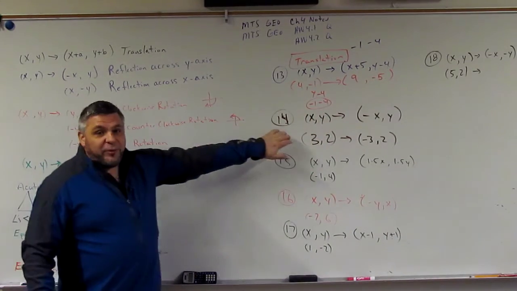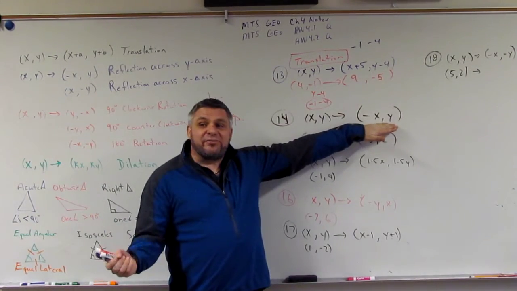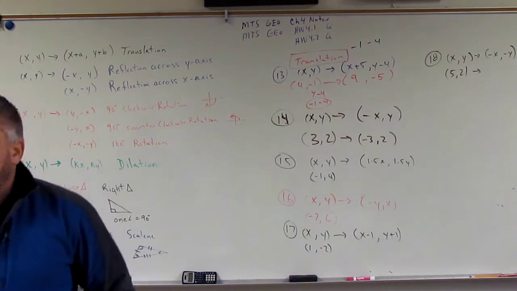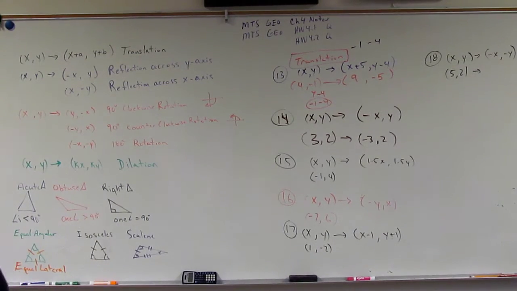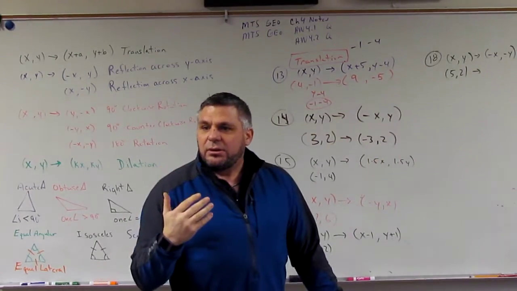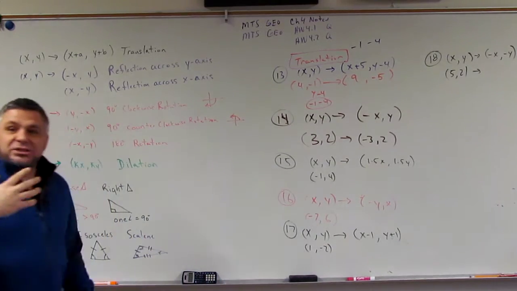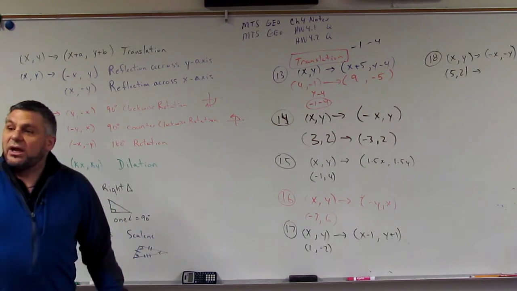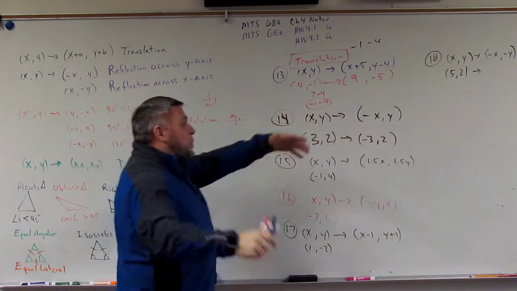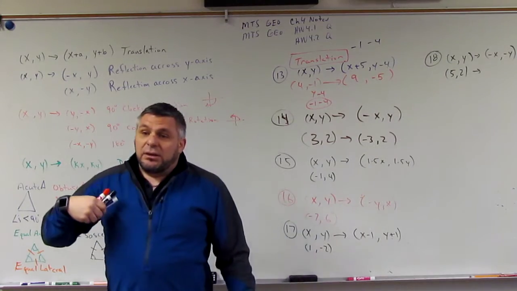The next one, 14. What they want you to do is just make one of them negative. What happens when one of them becomes the opposite? Think, if one is becoming opposite, it's like looking in the mirror. What happens when you look in the mirror? You see yourself. What's it called? Reflection. When one of them becomes opposite, it's a reflection. Now, which way is it reflecting? Since it's negative x, across the y-axis.